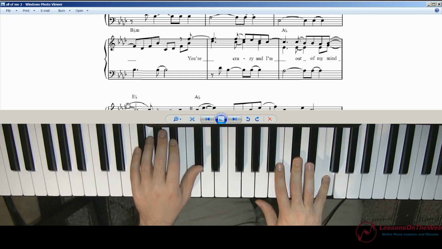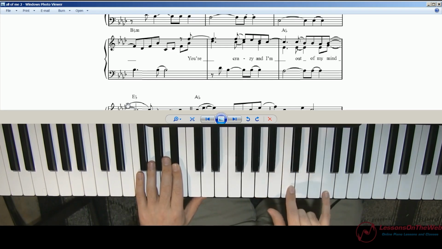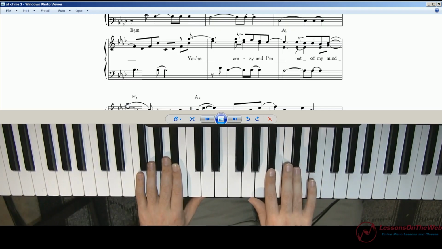And on the left hand, you've got D flat, B flat, and then where it comes in with "crazy", with "cray". I can't believe I just said "cray", but anyway, for "cray", you've got C and F there. "Cray" takes up 2 notes, by the way. "Cray" with C and F to C and E flat. And then "zy" for "crazy", you've got E flat. And then for "I'm", you've got B flat and D flat.